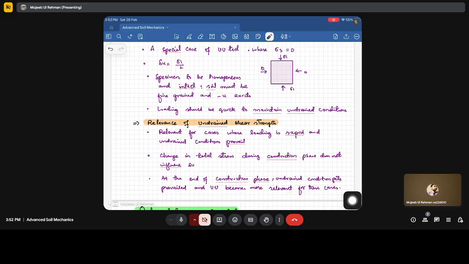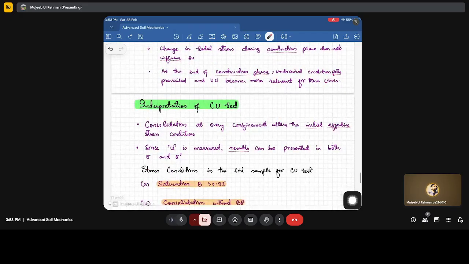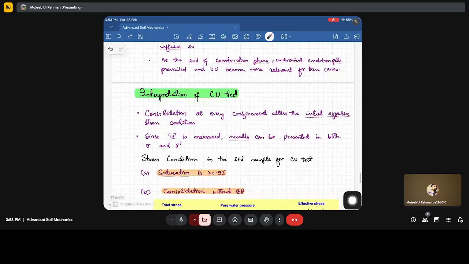As I told you, after the consolidation phase, there is generation of excess pore water pressure, or the conditions prevalent are undrained. So this UU test becomes relevant. Now there is one more test, the interpretation of the CU test.